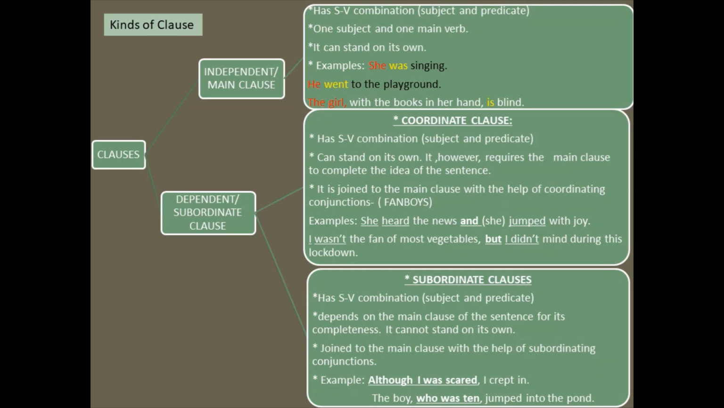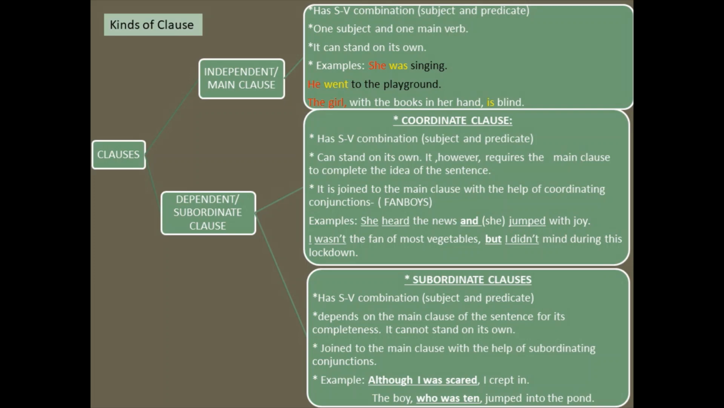That is the coordinate clause and the subordinate clause. Okay, now here we have a clause divided into two parts, the independent or the main clause and the dependent clause. Now the dependent clause again is further divided into two parts, that is coordinate clause and subordinate clause. A coordinate clause has a subject-verb combination, subject and predicate.